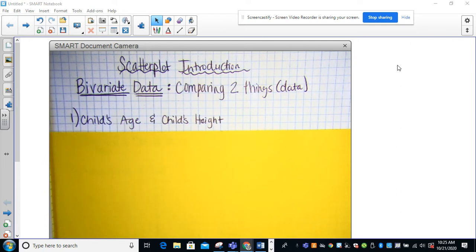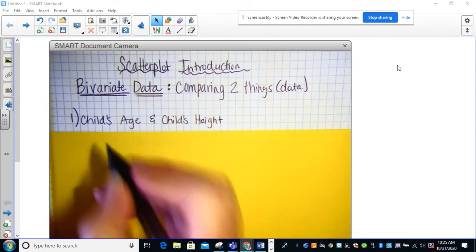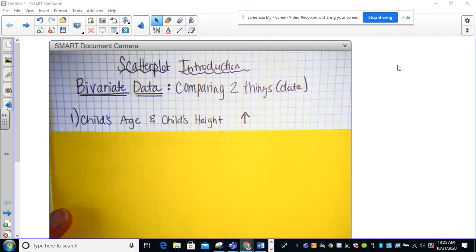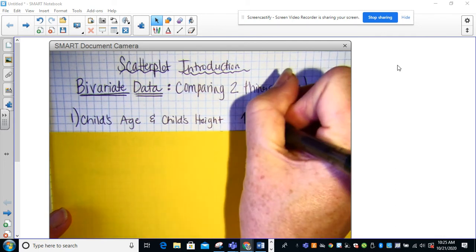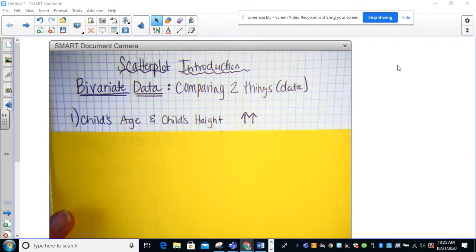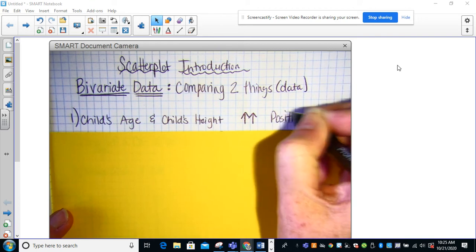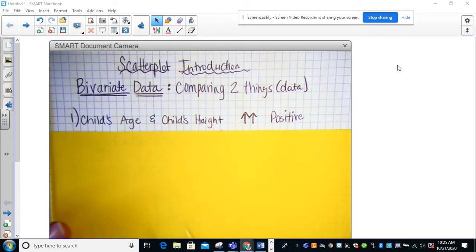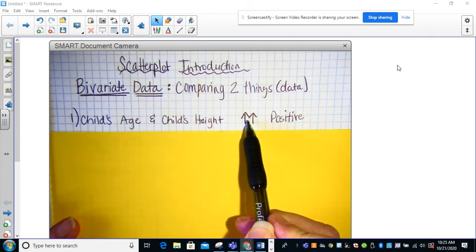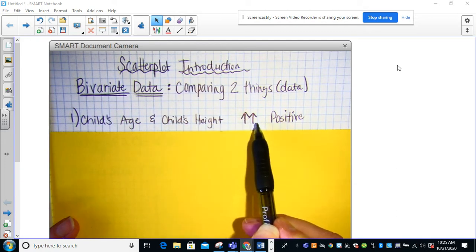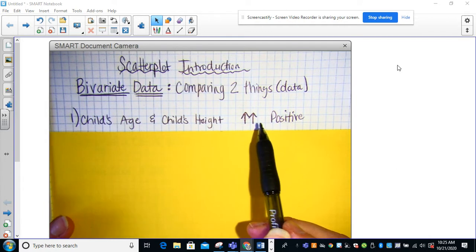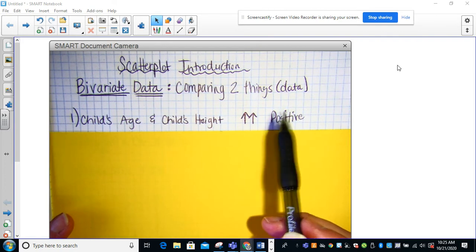So the first example is a child's age and the child's height. And we're probably going to be talking about a young child, like starting at the age of 1 to the age of 10. As the child's age increases, then their height would also increase. So in comparing that, when you did the scatter plot, it would be positive. And you'll see the picture in a second. So as the child's age goes up, they get older, 1, 2, 3, 4, 5, 6, 7, 8, 9, 10, their height also goes up. Now, it won't necessarily be linear. It won't necessarily mean they grow 3 inches every year or 1 inch every year. It would change, but overall, the pattern would be positive.